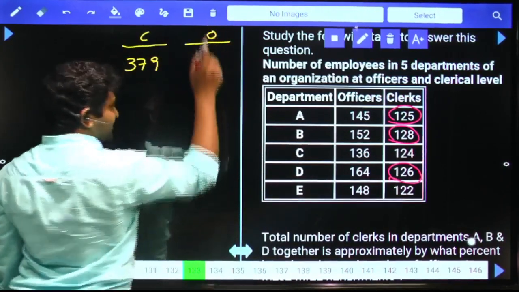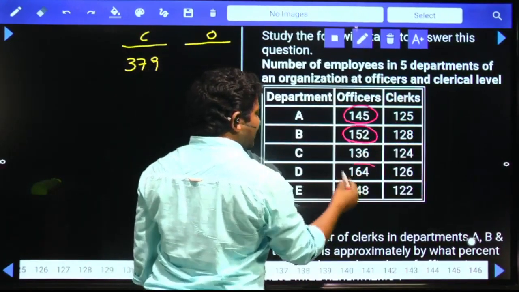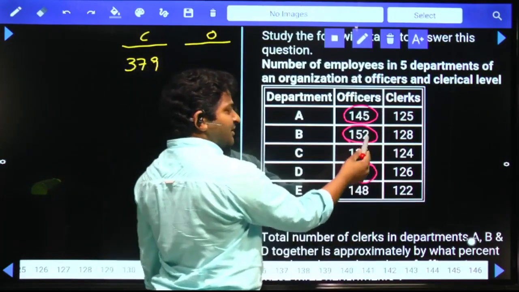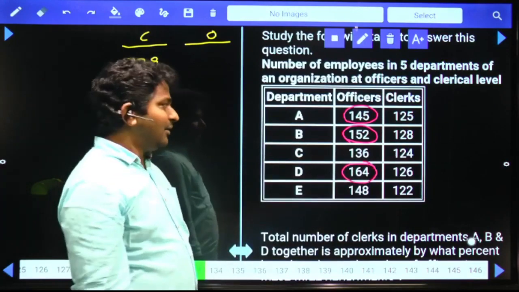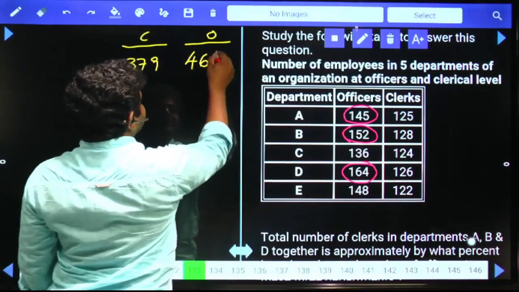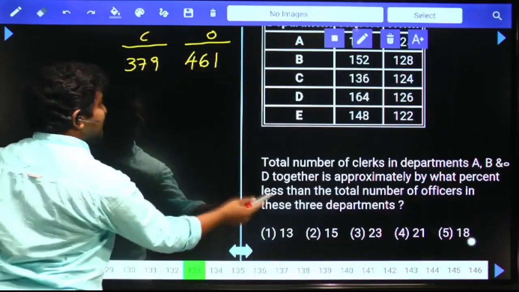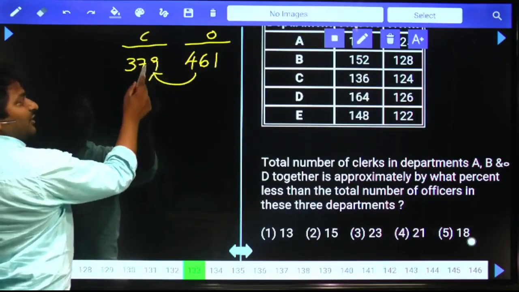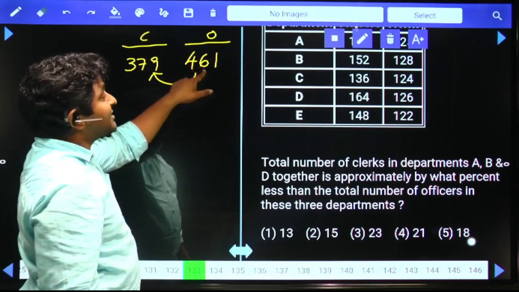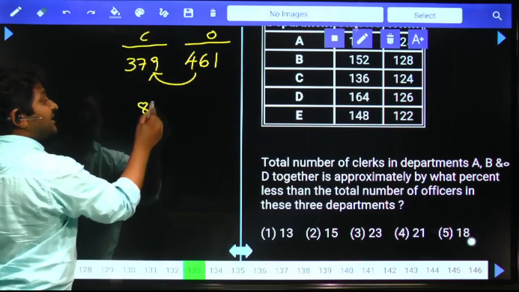And then officers in the same departments. 140, 150, 160. That is equal to 450. 5 plus 2, 7. 7 plus 4, 11. 450 plus 11, 461. Now your question is to identify what percentage less? This is how much less? This number is 21 less than 400 and this number is 61 more than 400. 21, 61, that is 82.